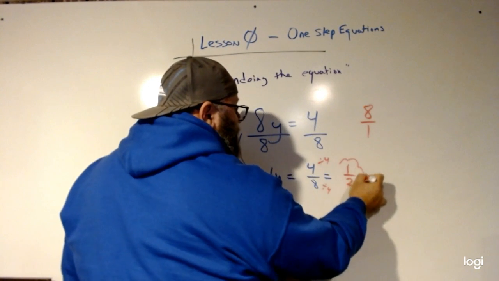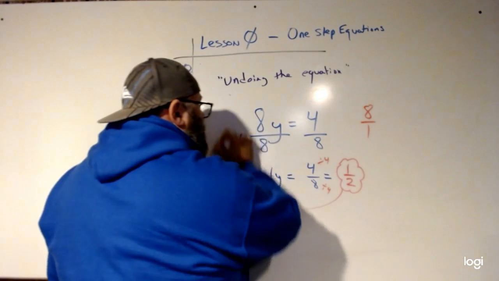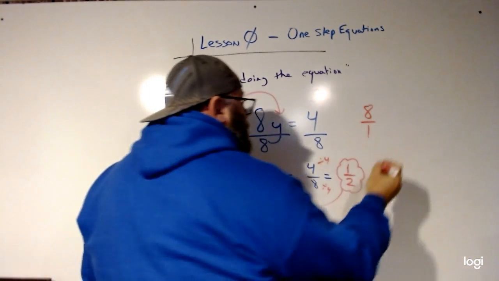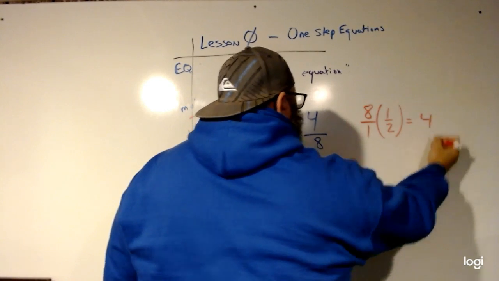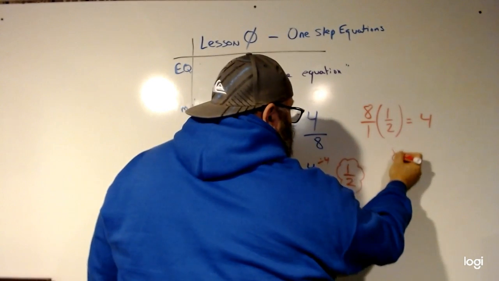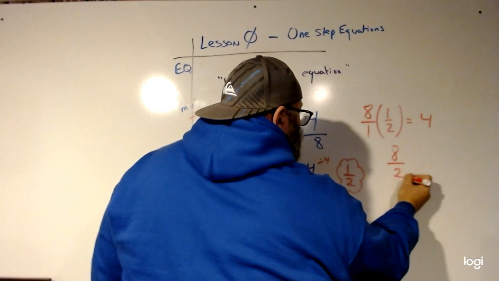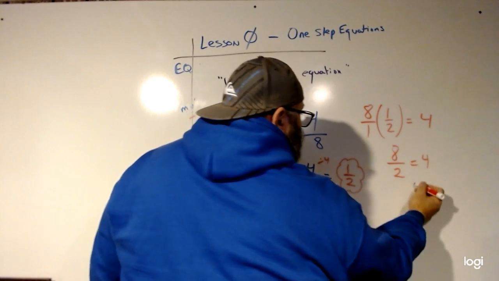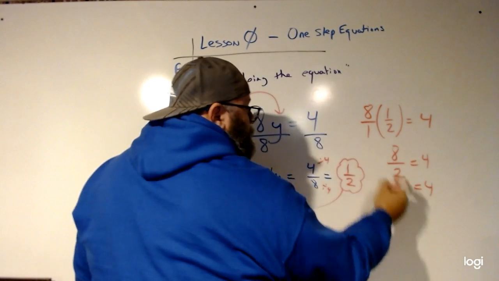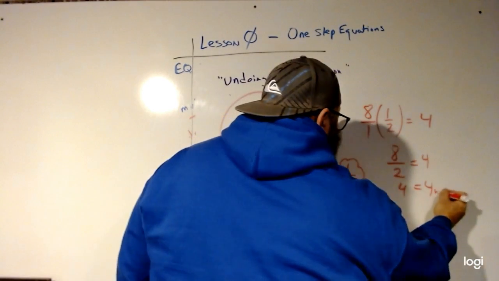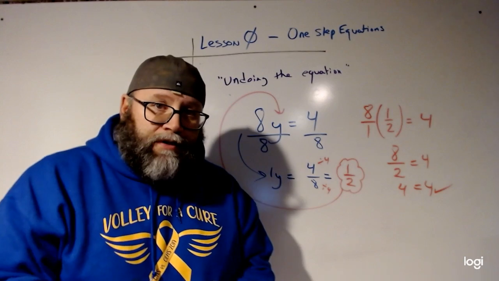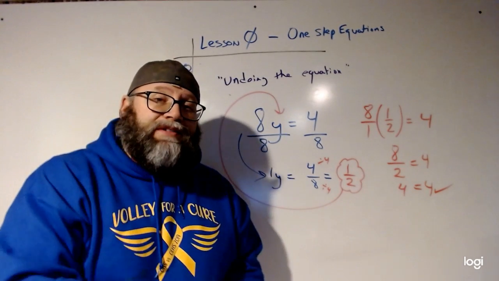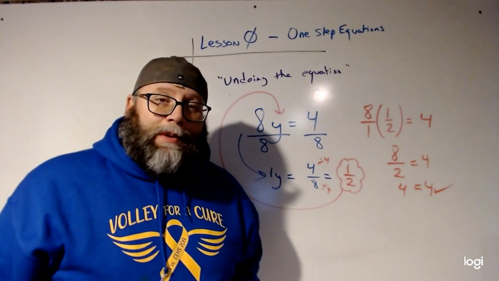Now that helps me keep my place here when I put my 1/2 in. Times 1/2 equals 4. 8 times 1 is 8. 1 times 2 is 2 equals 4. 8 divided by 2 is 4. Checker-doodle. Okay, upload your notes into Google Classroom, and then when that's done, I have a couple practice runs for you to do.